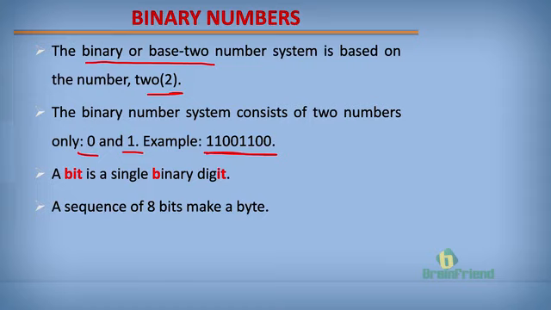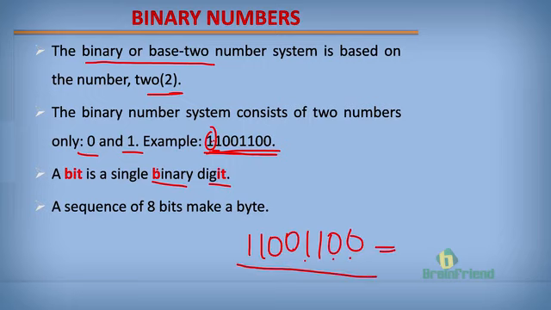A bit is a single binary digit. Now, these are 8 binary digits. One of these digits, say this one, is called a bit, a single binary digit. It is gotten from the B in binary and the IT in digits. So one number here is called a bit. Now, a sequence of 8 bits make a byte. If you have 8 bits, 8 binary numbers, like this example which we have here, 11001100. These are 1, 2, 3, 4, 5, 6, 7, 8. So this is actually a byte. A sequence of 8 bits make a byte.